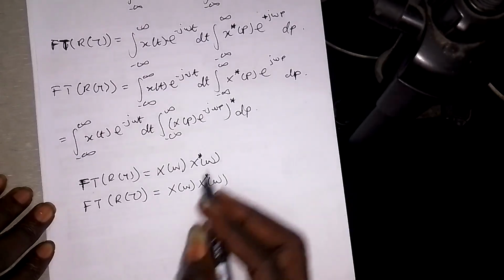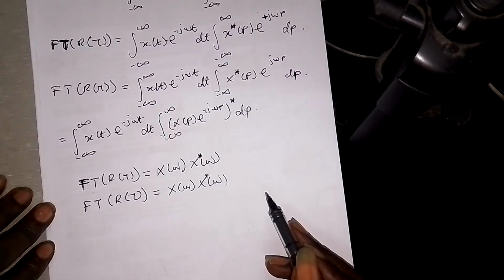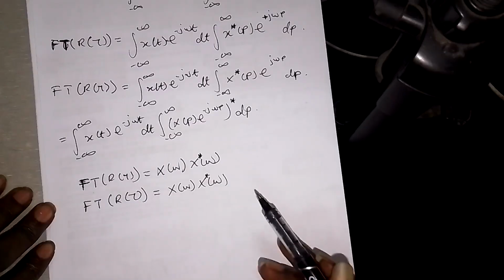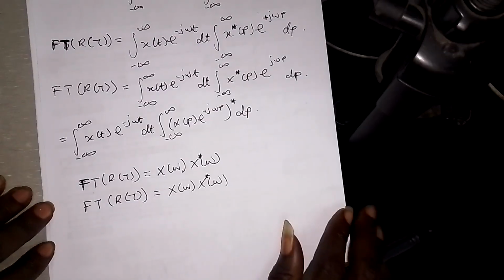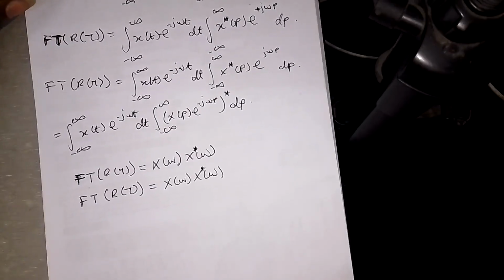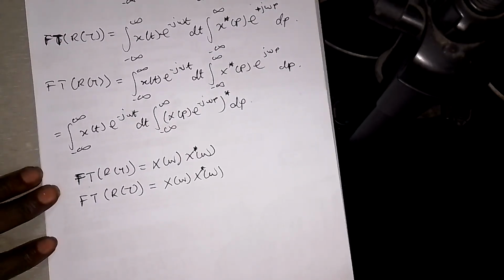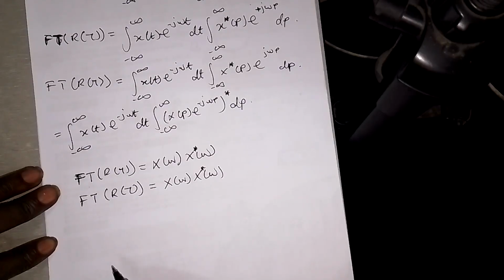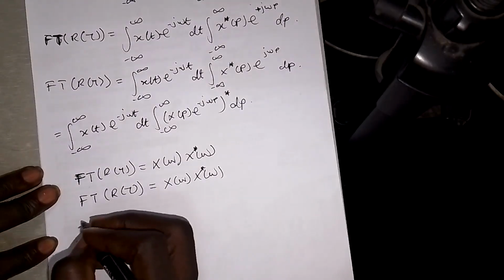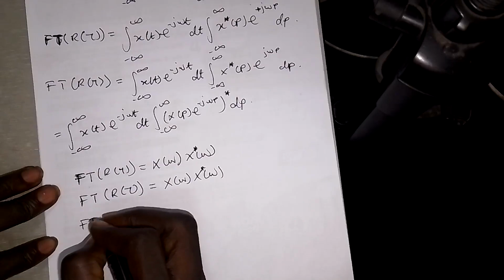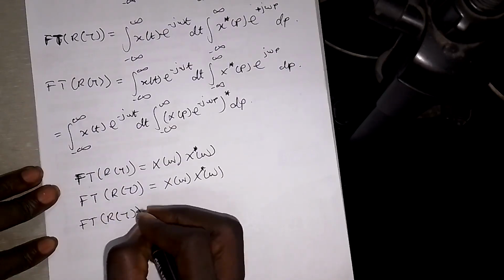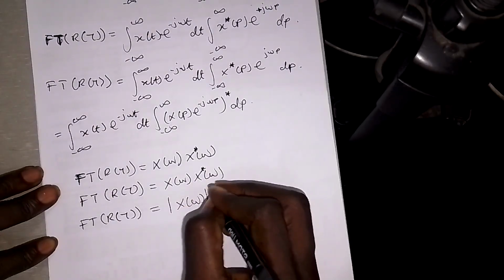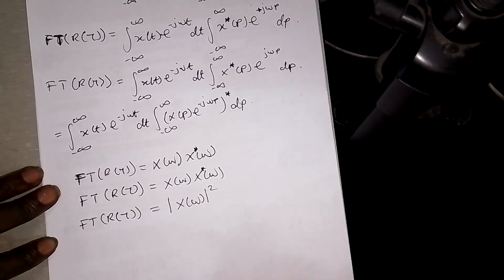Now, in case x(t) is the same, in case you see that the name is autocorrelation, that means that it is actually with itself. So in case, as we started, let's say this one and this one are the same, then we're going to have the Fourier transform of R(tau) like this, a square of itself.